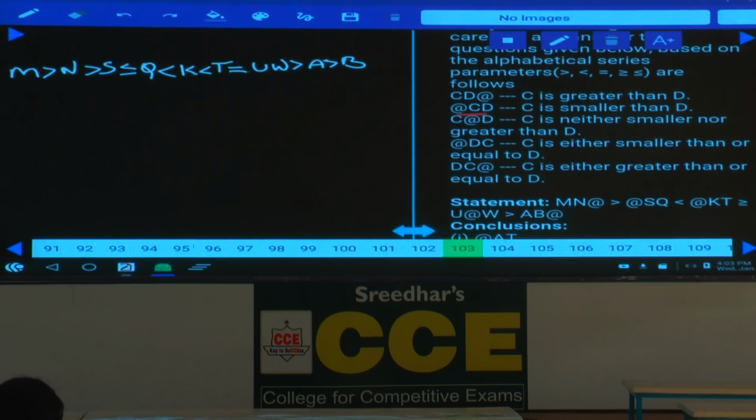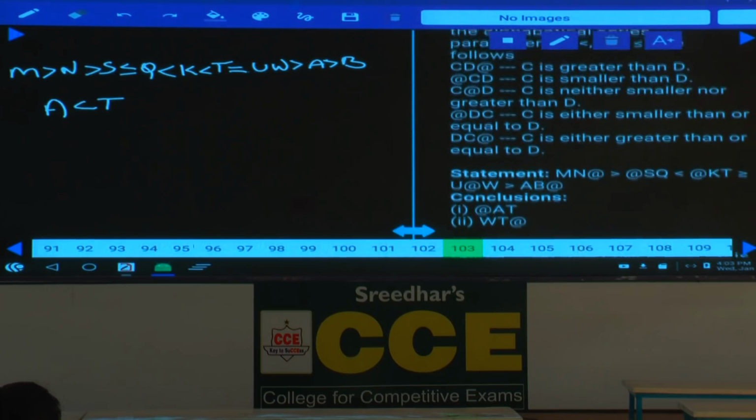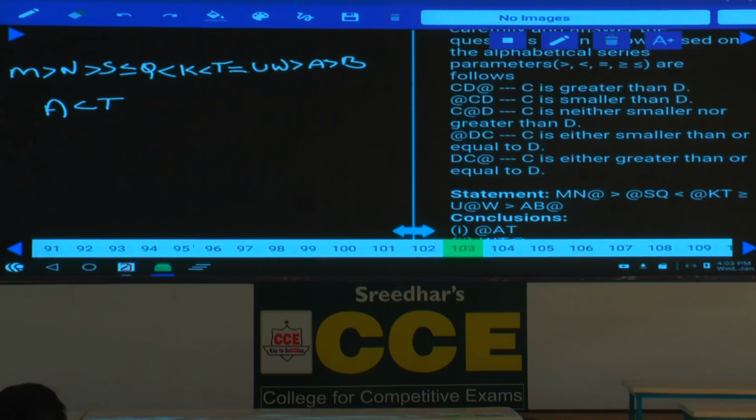That means A is lesser than T. Tell me whether A is lesser than T or not. That is the first conclusion. And the second conclusion, what is the second? W T at the rate of... W T at the rate of is at the last, W and T.